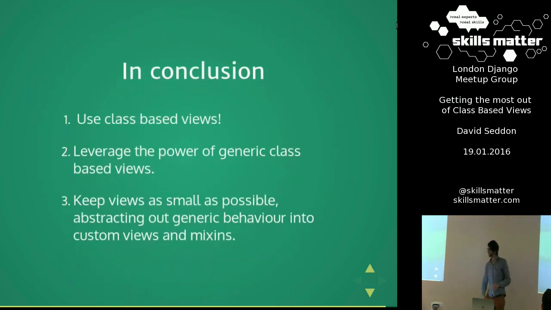So, in conclusion, use class-based views, a third of you. I think you should. The other two thirds, keep using them. Use generic class-based views, which you're probably doing. I don't know if many people don't use those if they're using class-based views. And finally, though it's a bit of a matter of opinion, keep views as small as possible, abstracting out generic behavior into custom views and mixins. It's about thinking in terms of never repeating yourself, splitting things up into little pluggable bits of behavior. And that's really fundamentally why I love class-based views: you can start to write these pluggable things which outsource having to think about that stuff, and you just put it in one place.